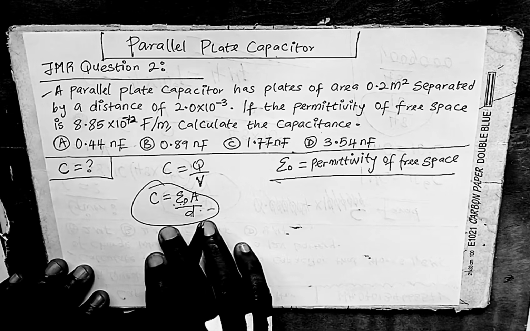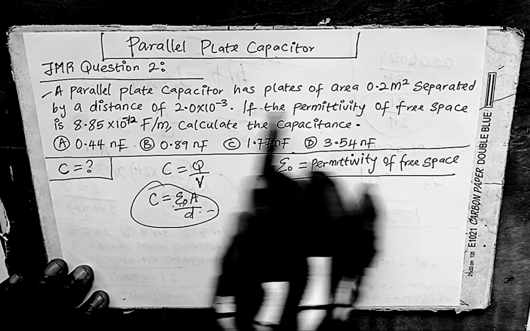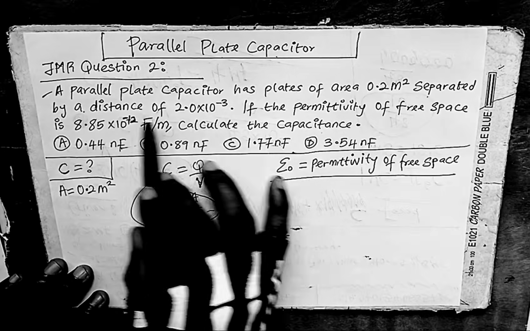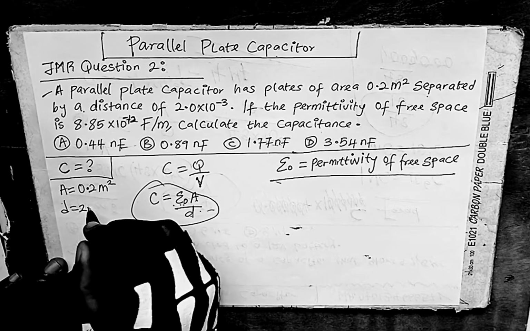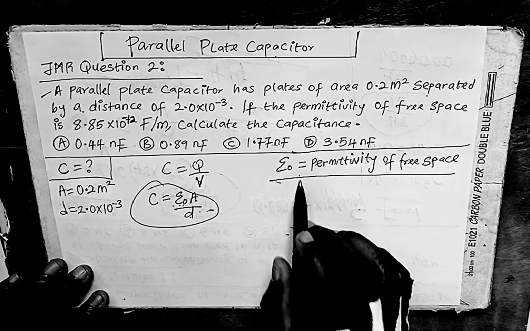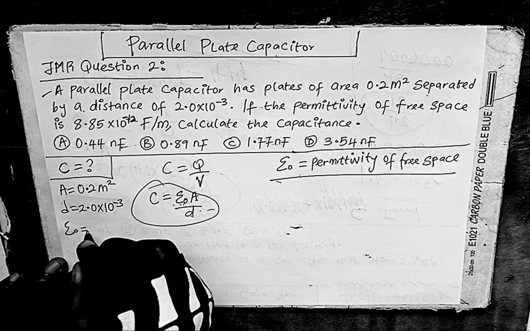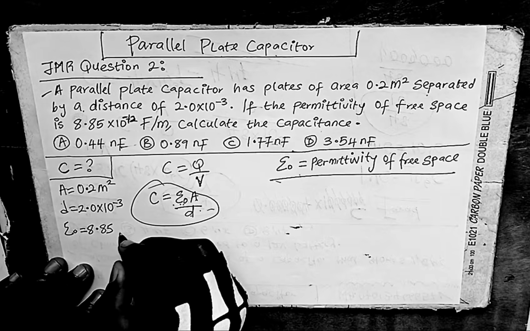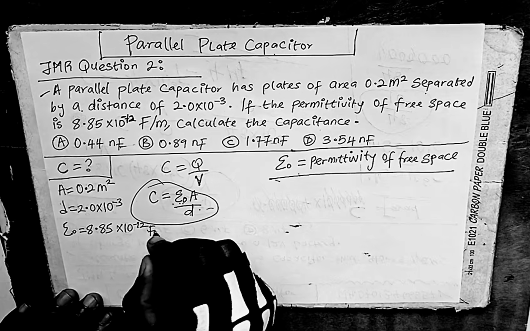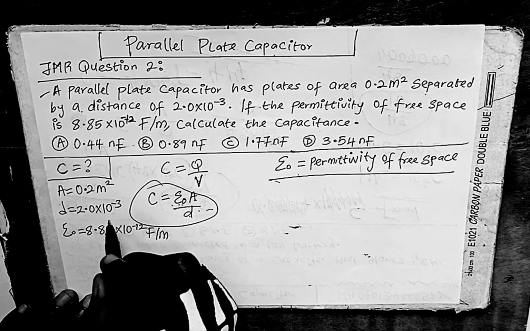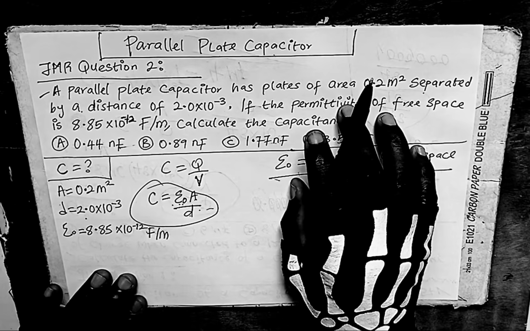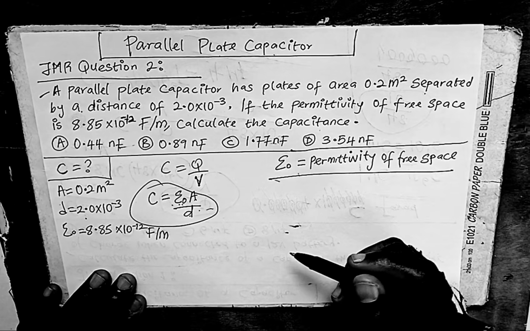So what we have to do is look at what they gave us. The first thing they gave us here is the area. Area is equal to 0.2 meters square. They also gave us the separation distance, D is equal to 2.0 times 10 raised to power minus 3. They also gave us the permittivity of free space, epsilon naught equal to 8.85 times 10 raised to power minus 12, with unit F per meter. They don't put any unit for the distance, so we don't need to convert anything. We are going to use the distance to solve like that.